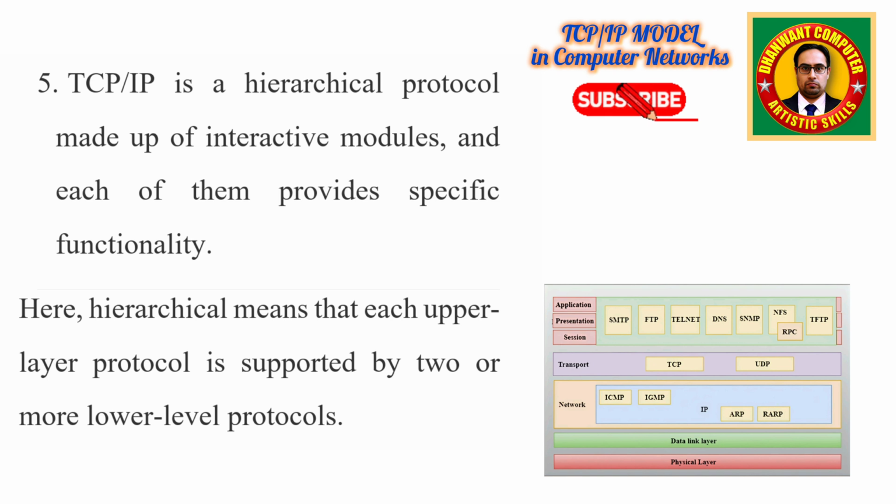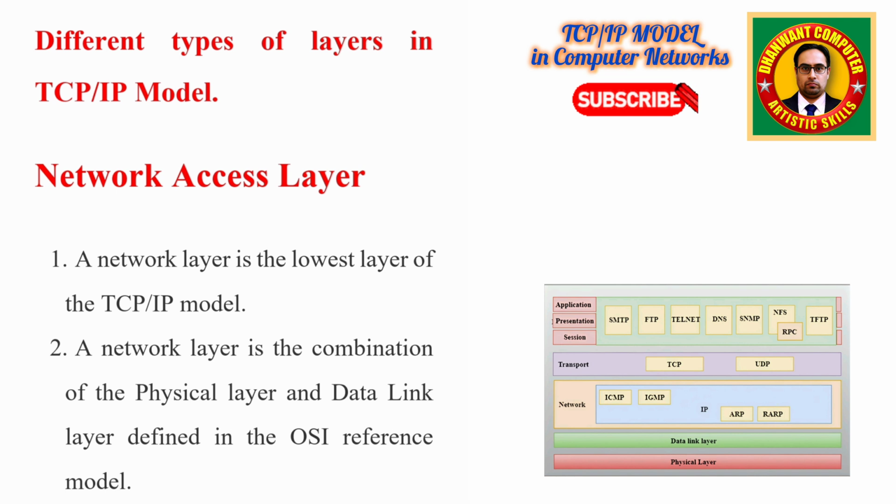5. TCP/IP is a hierarchical protocol made up of interactive modules, and each of them provides specific functionality. Here, hierarchical means that each upper layer protocol is supported by 2 or more lower level protocols. Different types of layers in the TCP/IP model.